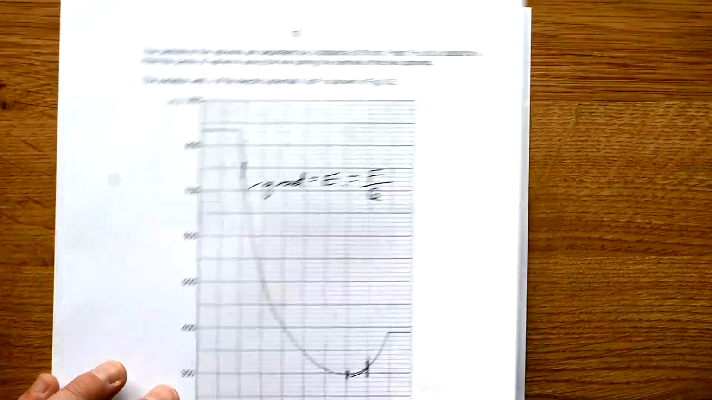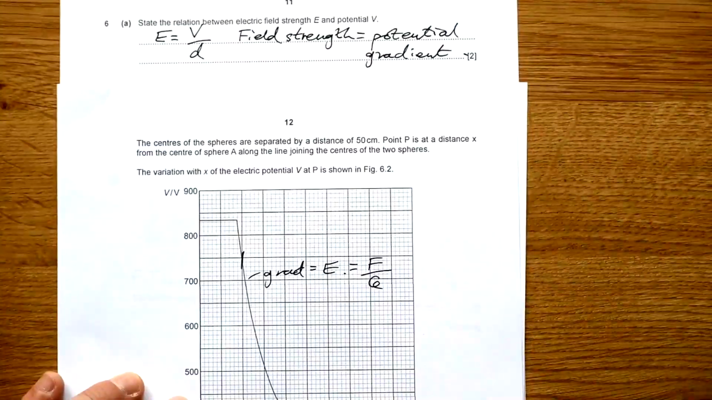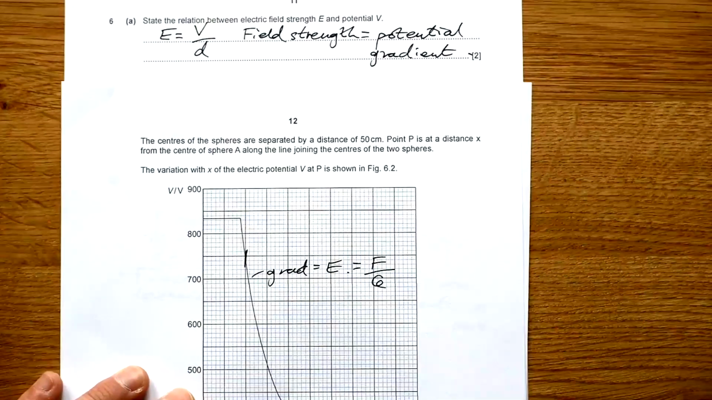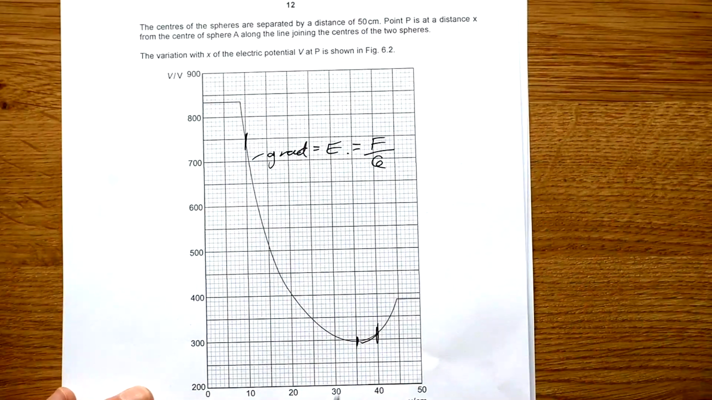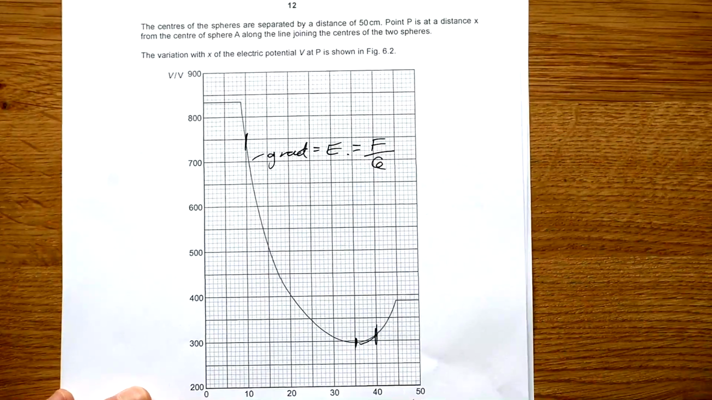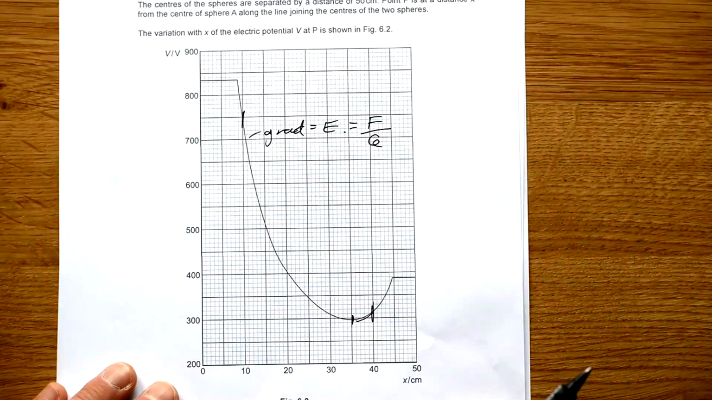So there you go. The key to this question was remembering that field strength is not only newtons per coulomb, it is also volts per meter. It's the potential gradient, very important. And then when you look at the graph, realizing that it is the gradient of the graph that gives you the electric field strength. Like I said, if you're struggling with this, then have a look at my fields video, which hopefully clears things up a little bit.